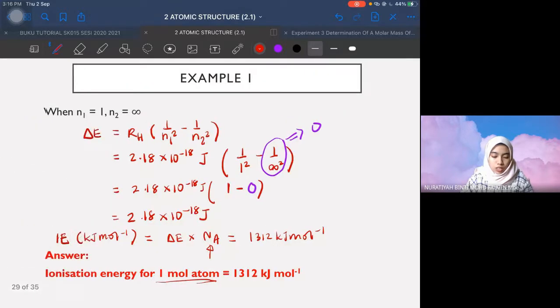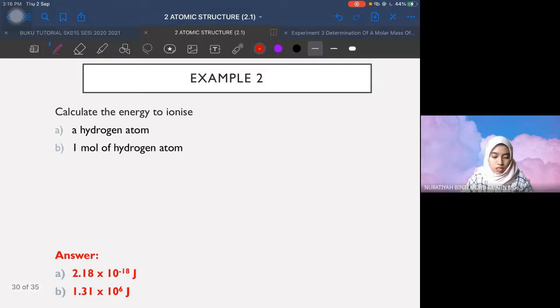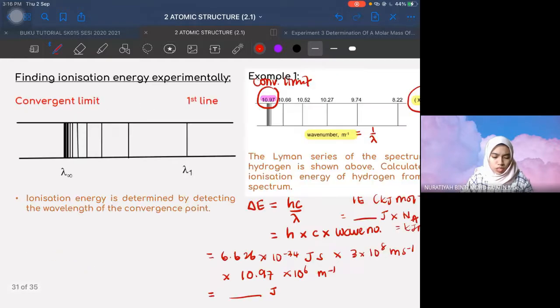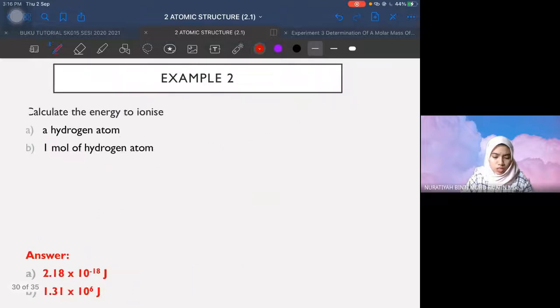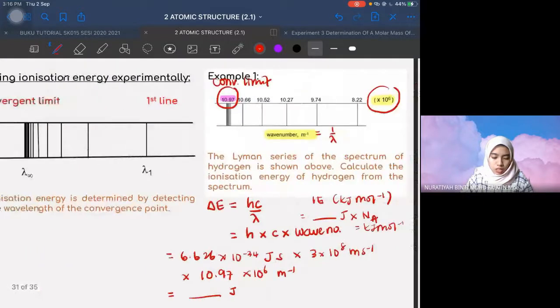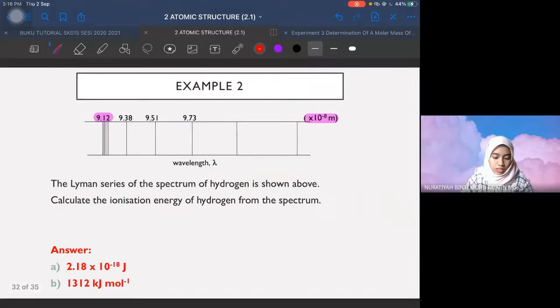So exercise, ini example saya dah explain. Yang ni example 2 ni sama kan dengan example 1 ni, saya pun tak tahu kenapa saya letak. Okay. Tapi for this one, yang ni lain sikit. So this one dia bagi wavelength. So kalau dia bagi wavelength, maksudnya awak boleh terus masukkanlah the answer. Betul tak? So the question is to find the ionization energy. Okay. Kita nak tahu, kita akan guna formula apa untuk cari ionization energy?